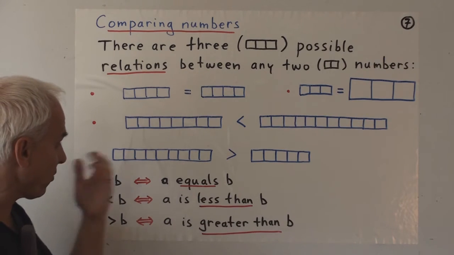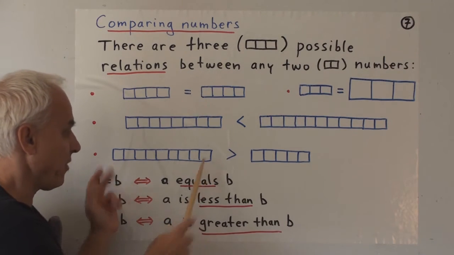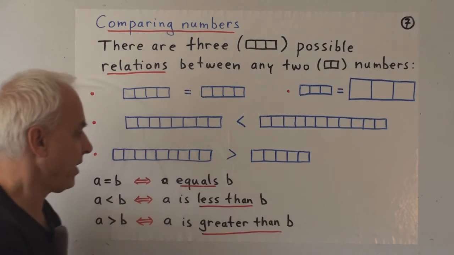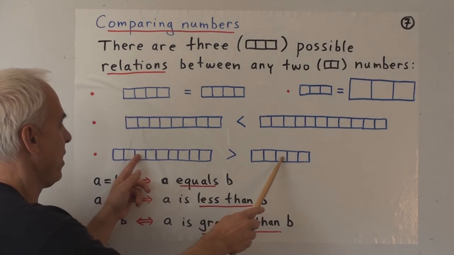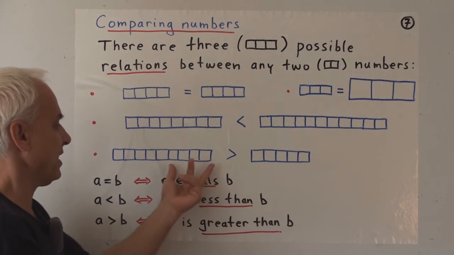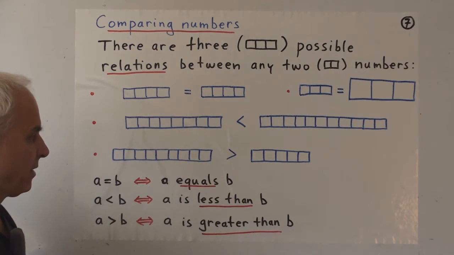This relation is the greater than relation. This number on the left now is bigger than this number. You can see that kind of obviously, but you can also check it by matching them up one by one and seeing that there's more left over on this side.